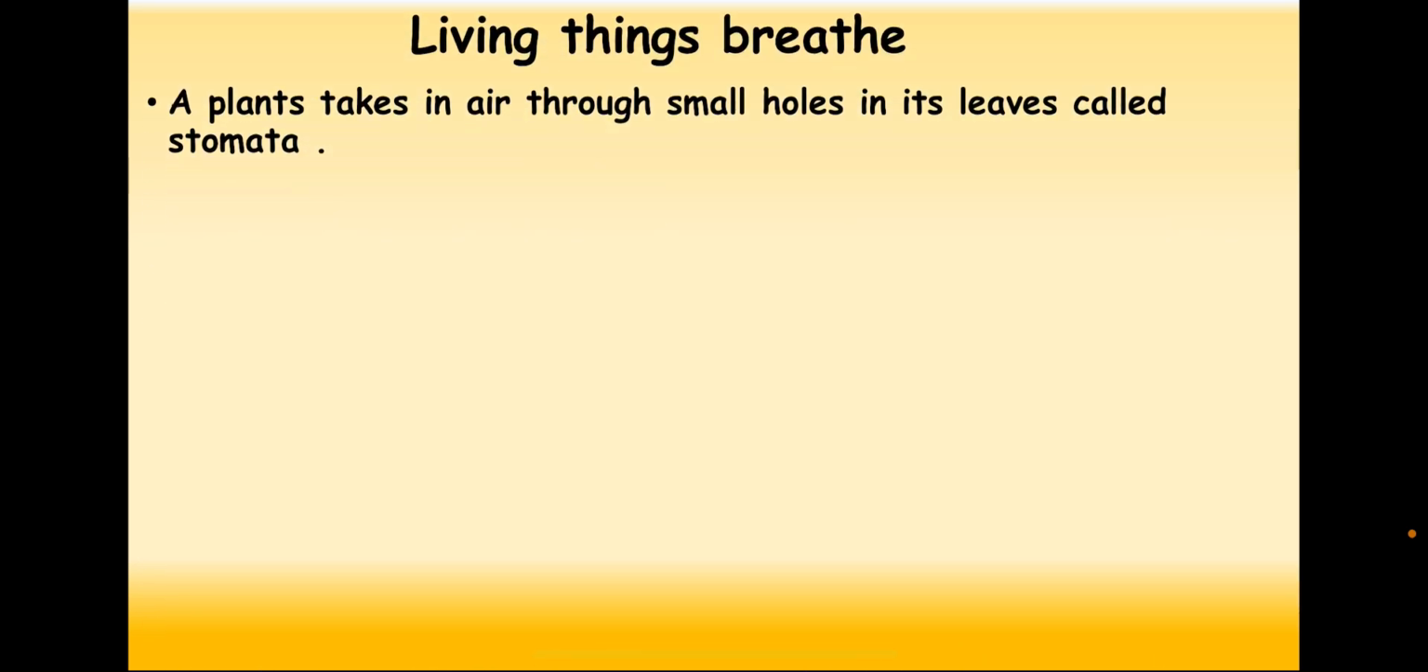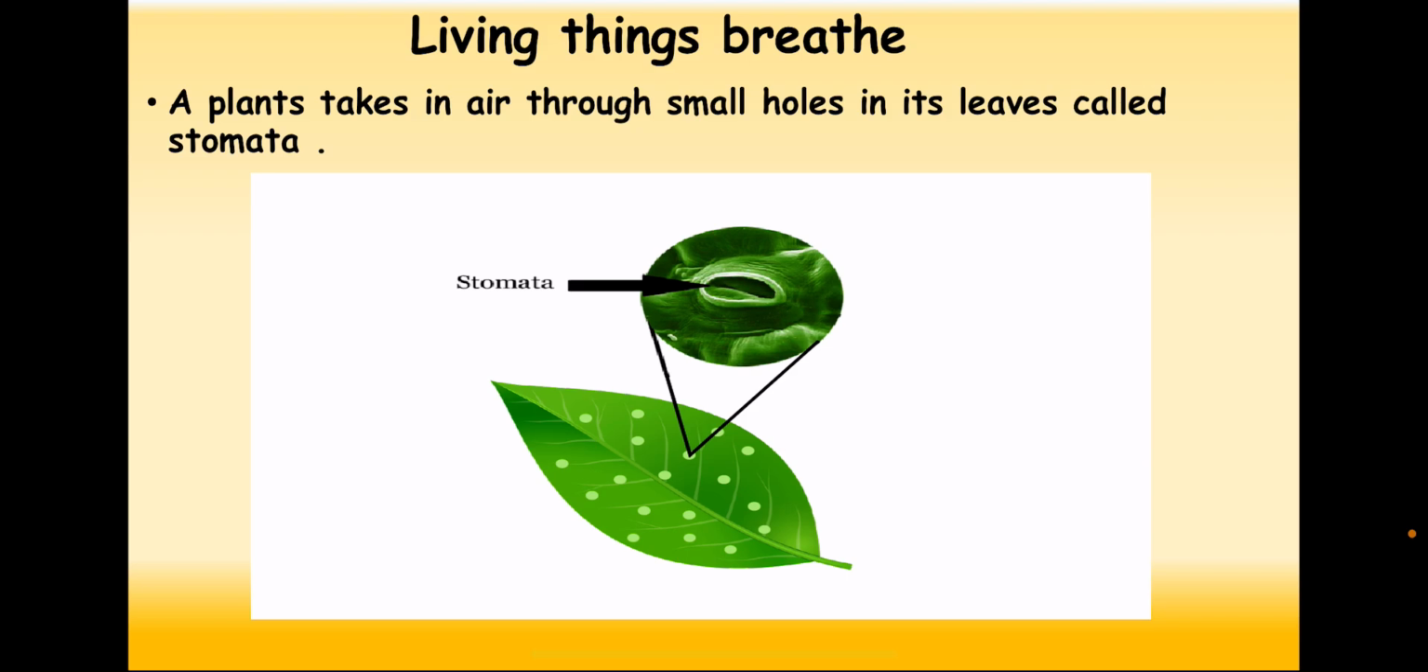Living things breathe. A plant takes in air through small holes in its leaves called stomata. Now this is the plant. In this picture you can see these are the leaves and these are the small holes. If you look at the leaf very closely, you can see there are small pores and small holes on it, and these holes are called stomata, and with the help of stomata the leaves inhale and exhale the air. So all living things need air to breathe.